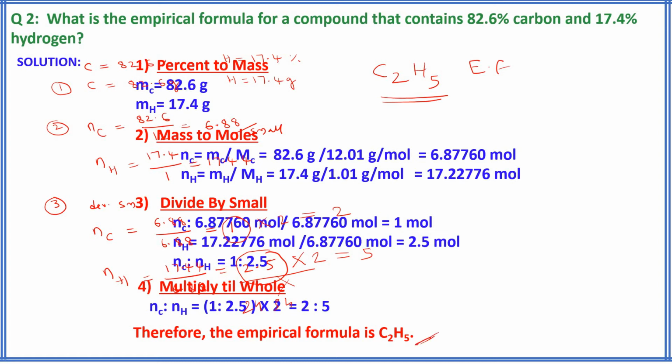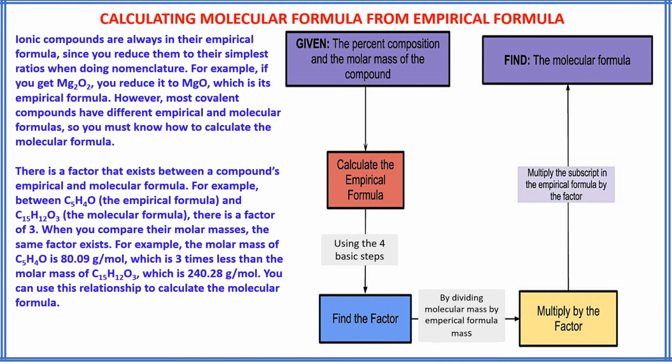Same thing. Next, calculating the molecular formula. How to calculate the molecular formula? Very simple. Again, same things. But finally we'll do one thing here. For example, take this one: C5H4O is the empirical formula we got.